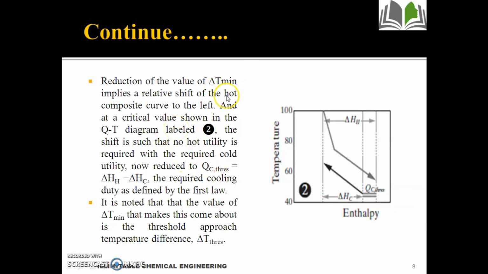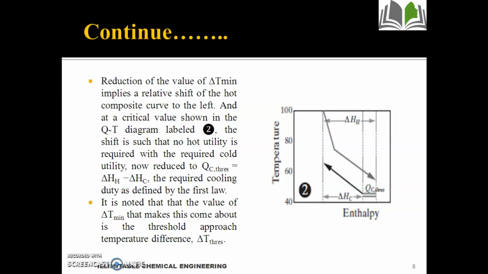Reduction of the value of delta T minimum. Means what is the effect of delta T minimum here? That's what we want to actually note. That is, if we decrease the delta T minimum, so what will happen to this curve diagram, hot curve and cold curve? So it will transfer to the left side of the diagram, right? So this delta Hh is here shifted to the left side, right?